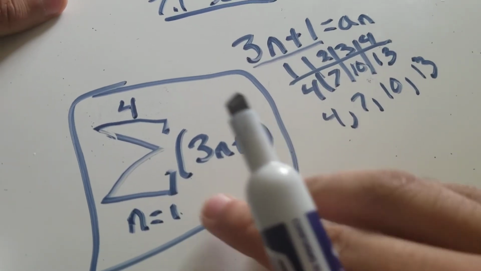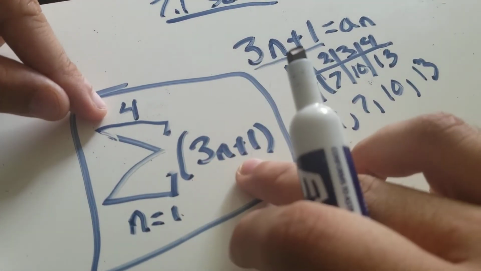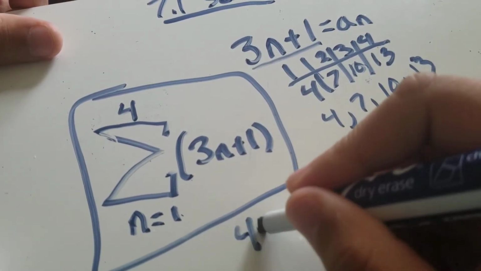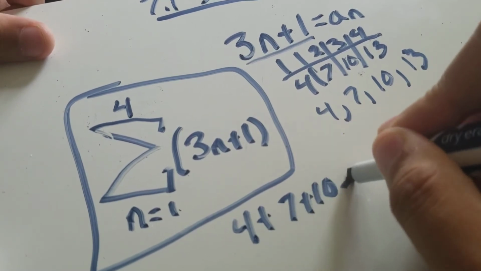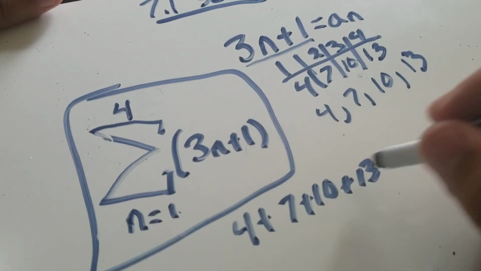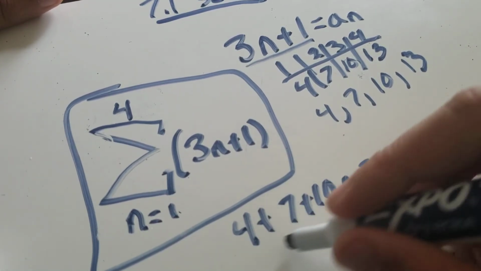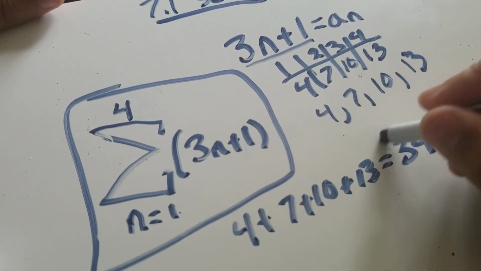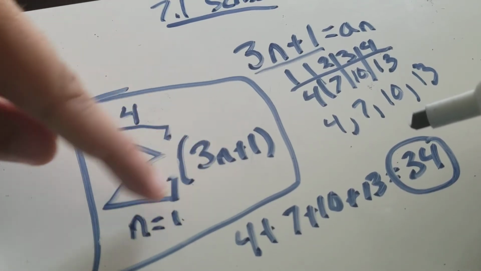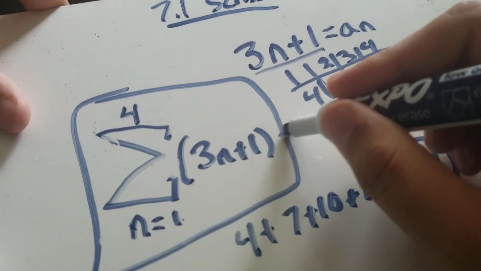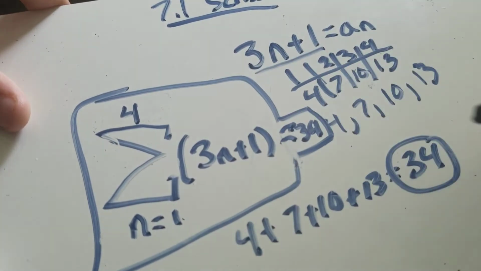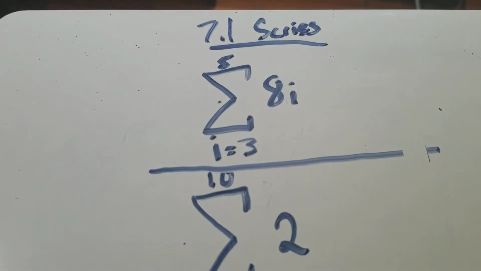So what this tells me is I want to figure out what the terms from 1 to 4 are and add them all up. We already figured out the terms, so let's just add them all up. So we have 4 plus 7 plus 10 plus 13. That's from 1, 2, 3, and 4. Add it all together. This is a 20, this is a 14, so we got 34 in total. So we could say the sum of the series 3n plus 1 from 1 to 4 equals 34. Okay? So I'm going to erase this, and then we're going to do an example.